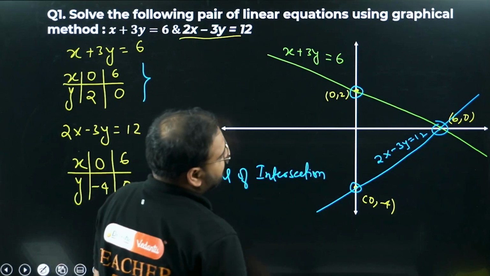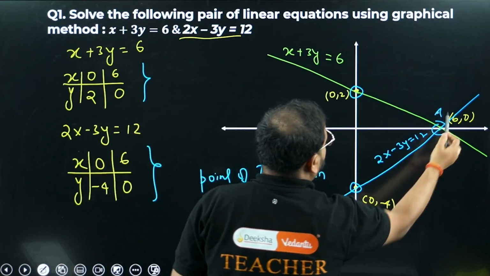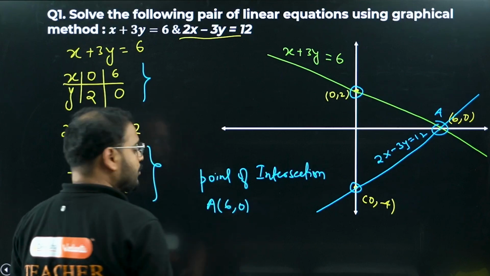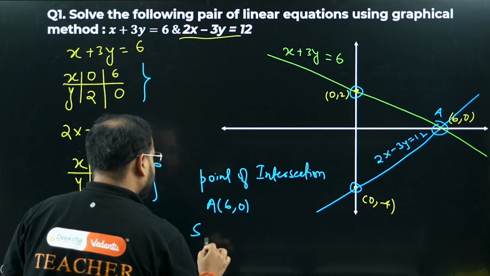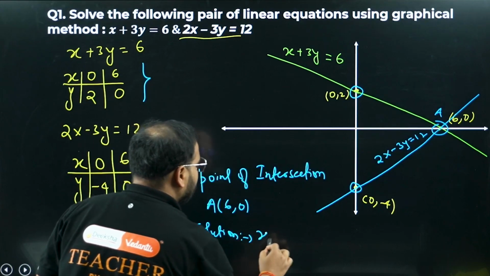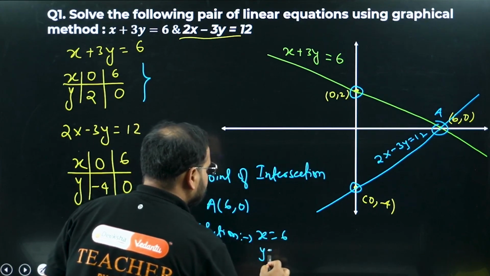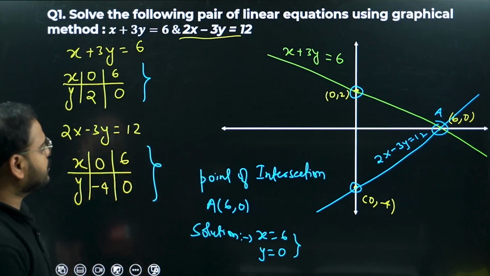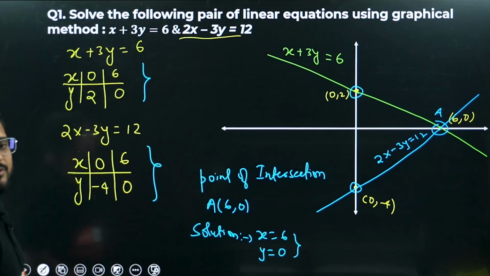If I name this point A, what is the point? A is 6, 0. So what is the solution of the given pair of linear equations? x equals 6 and y equals 0. x equals 6 and y equals 0 is the final answer. Please have a look if this is visible. Moving on to question number 2.